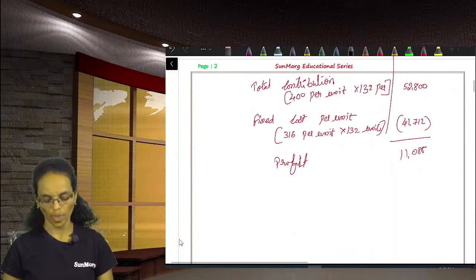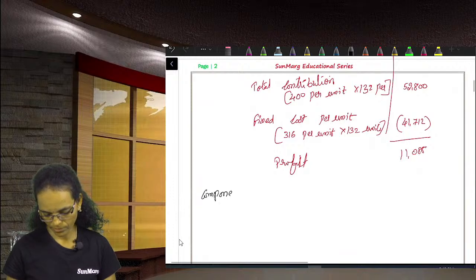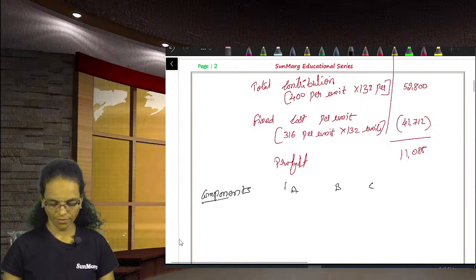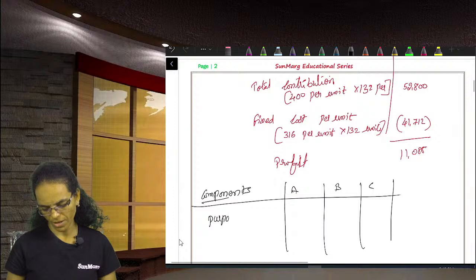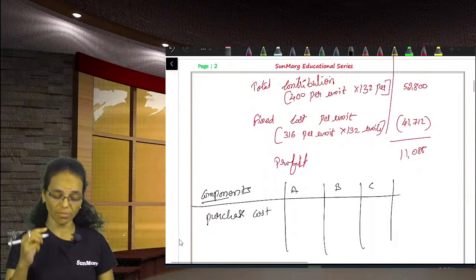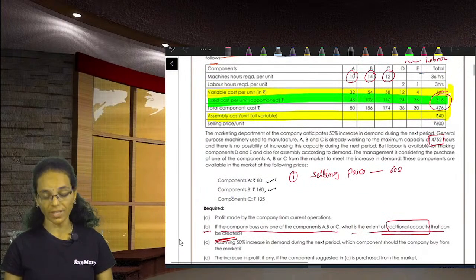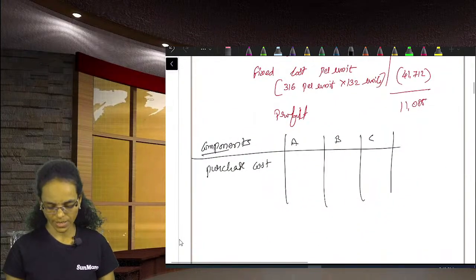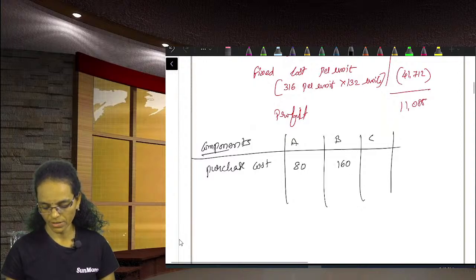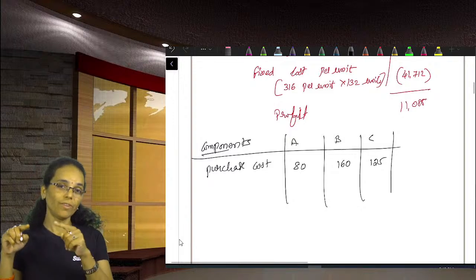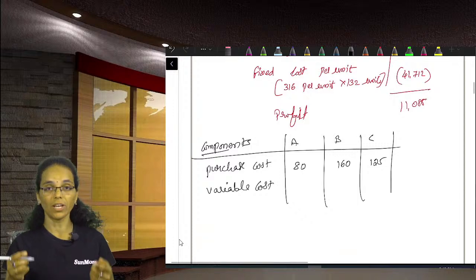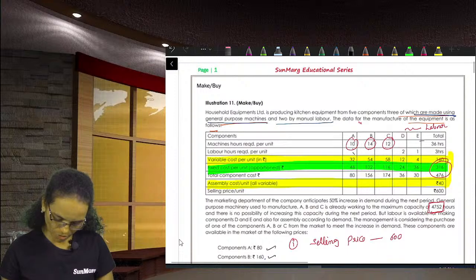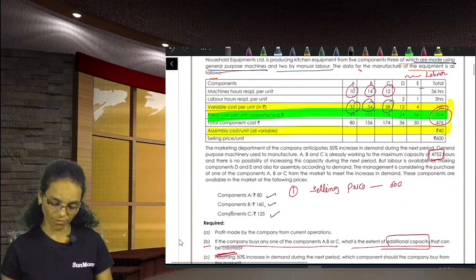See, we have components A, B, C. If we purchase from the external market, that is the purchase cost, what is the amount we are paying for each component? 80, 160 and 125 respectively for A, B and C. But if we don't purchase from the external market, if we are manufacturing in-house, what is the variable cost we are incurring? In-house manufacturing variable cost is 32, 54 and 58.